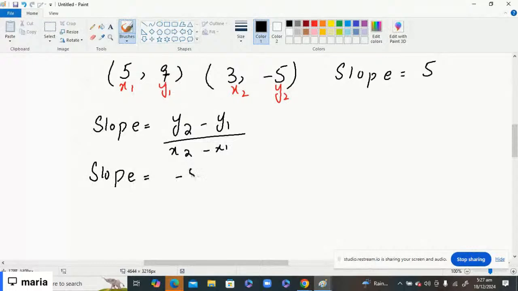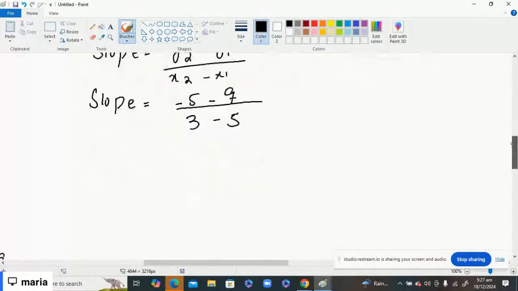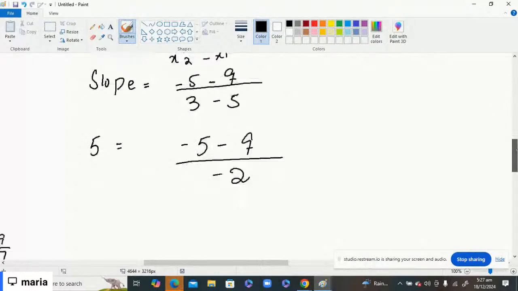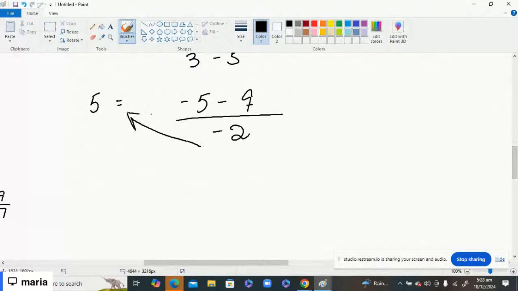y2 is minus 5, y1 is q, x2 is 3, x1 is 5. Also putting the slope, that is 5. Your slope is 5: minus 5 minus q as it is, over 3 minus 5 which is minus 2. Okay. Now this 2 is multiplied with this. Always you're doing the same way. So 5 times minus 2 is equal to minus 5 minus q as it is in the same position.